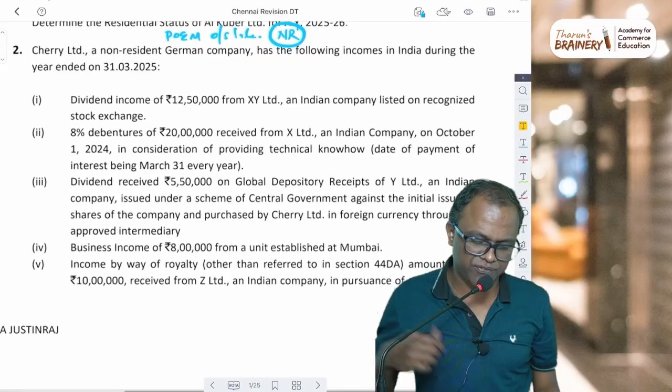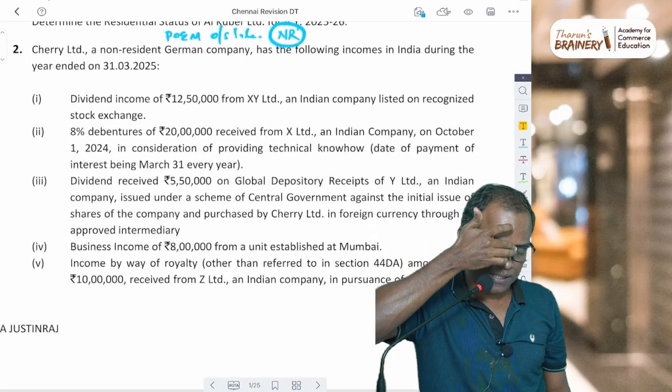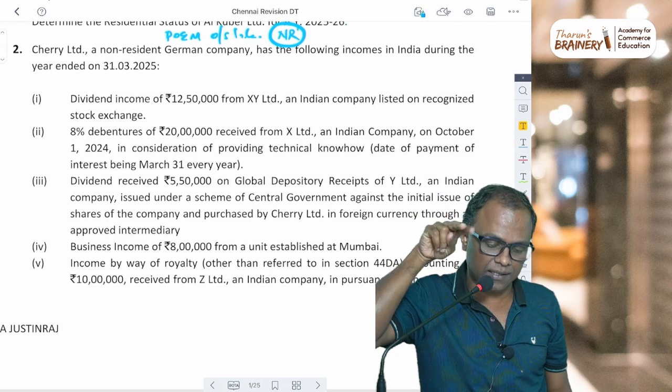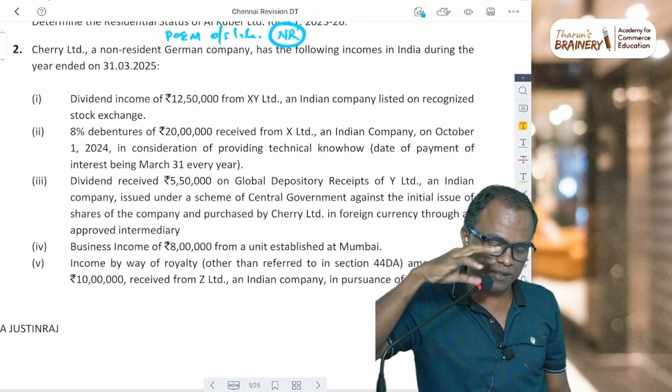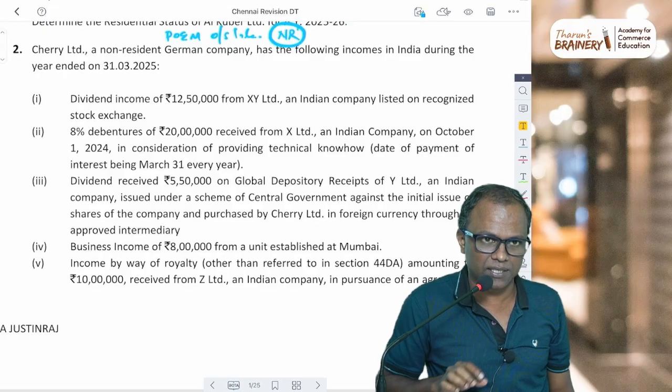See, because in the fifth adjustment they are clearly saying in pursuance of an agreement, definitely we can say that in the second case, technical know-how, there is no agreement. So that is why the primary, most apt assumption will be that there is no agreement in the second case.